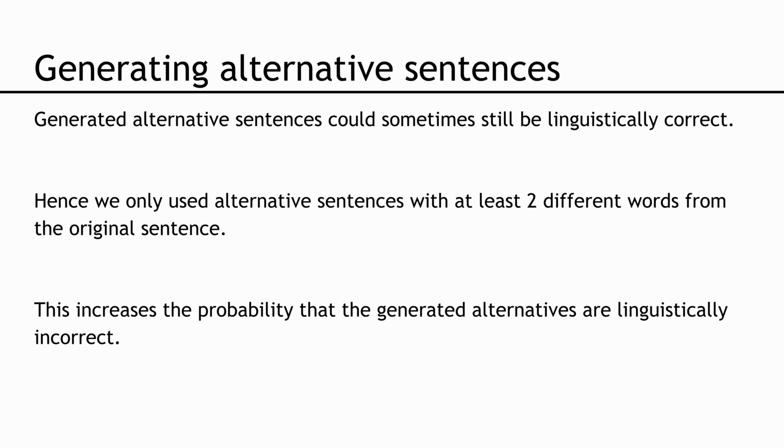We noticed that generated alternative sentences could sometimes still be linguistically correct, so we worked around this by only using alternative sentences that have at least two different words from the original sentence. This should increase the probability that the alternative sentences are linguistically incorrect.